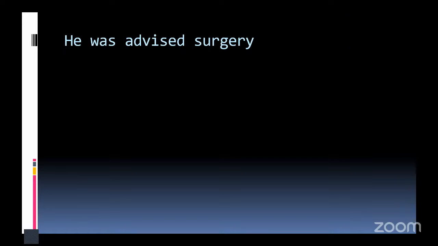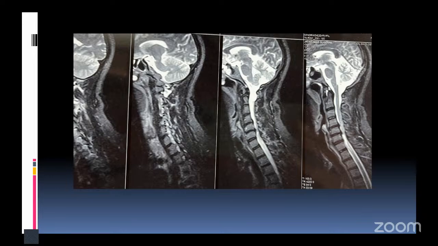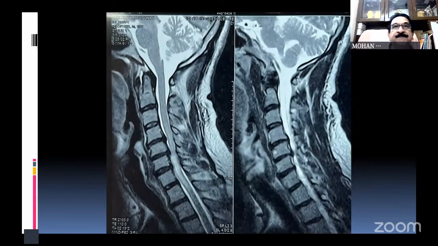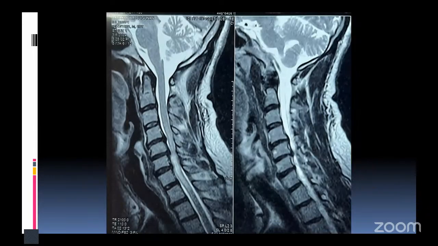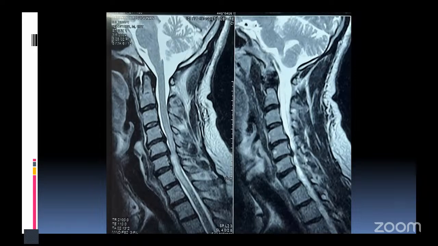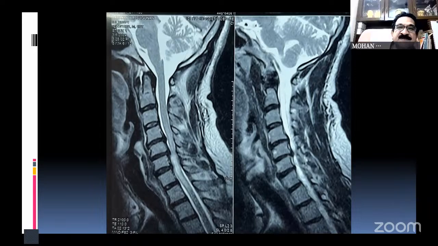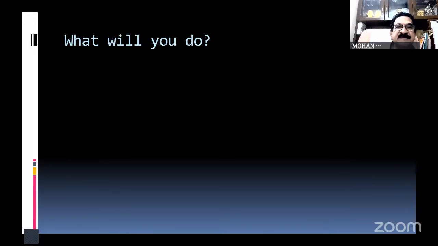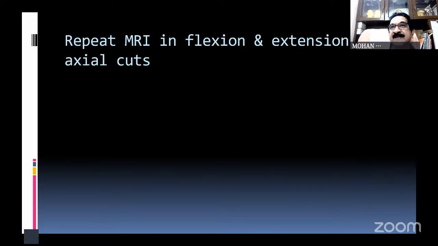So these are all secondary changes to the cord compression, sir, inside the cord? Yes, it could be. So this could be one of the causes for the vascular compromise. Yes, it could be. But with this picture alone, can you make a comment? We are not seeing the axial cut. We have to see the axial cut first. So what did you do? You were advised to repeat, so I did the MRI.